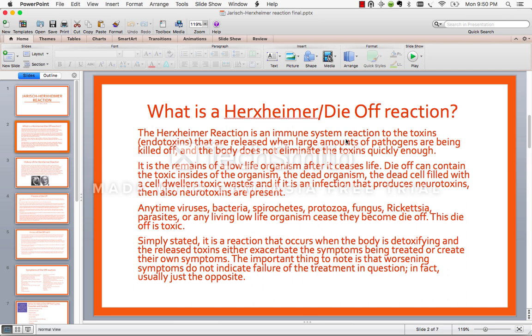This can also occur from any living low-life organism that can die off and create a toxin, or sometimes we'll call it a biotoxin. So if we want to summarize what this reaction is, it occurs when the body is trying to detox and release toxins, causing an exacerbation of symptoms. The important thing to note is that it's a worsening of symptoms that does not necessarily indicate there's a failure of treatment. That's actually the opposite. Oftentimes our patients will feel worse before they feel better because of this die-off reaction, but we can make them feel better faster if we increase the body's ability to detox at the same time.